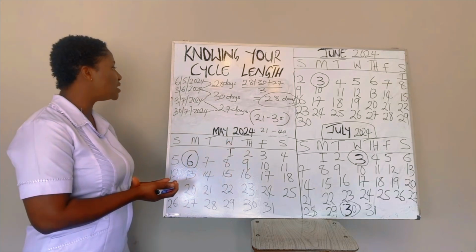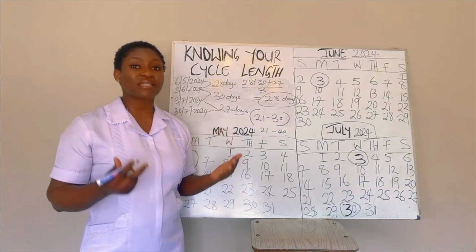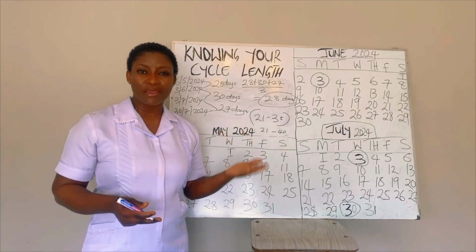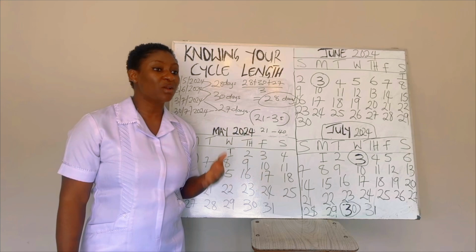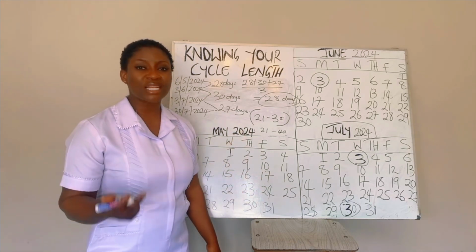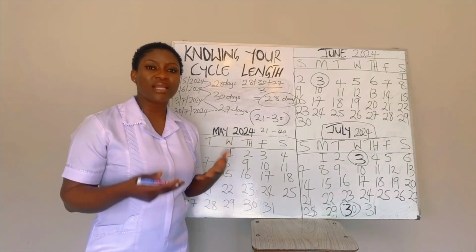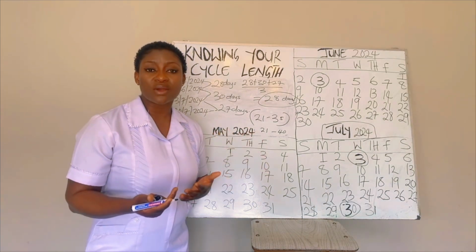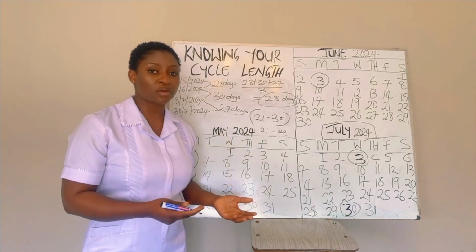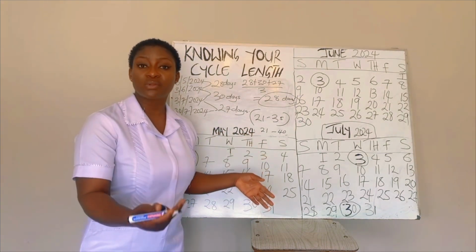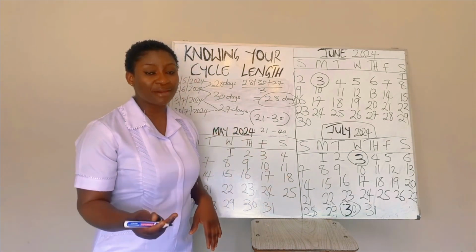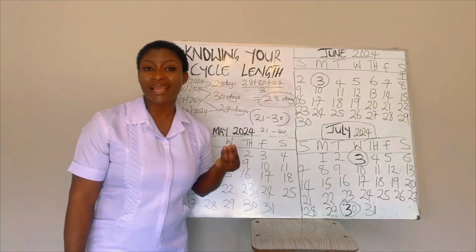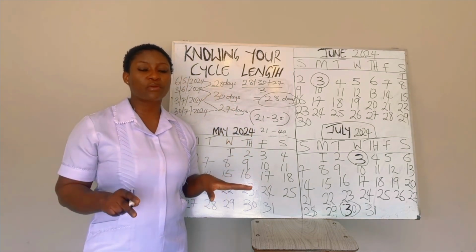Now, having said all this, it is very important that as a woman, you know your cycle length. Knowing your cycle length will help with information when you are going for family planning, whether you are trying to prevent pregnancy or you are trying to get pregnant. Knowing your cycle length is valuable information. It also helps you in understanding your reproductive health. With knowing your cycle length, you'll be able to tell whether you have a regular cycle or an irregular cycle. Lastly, knowing your cycle length will help you to discuss any kind of concern with your healthcare providers.